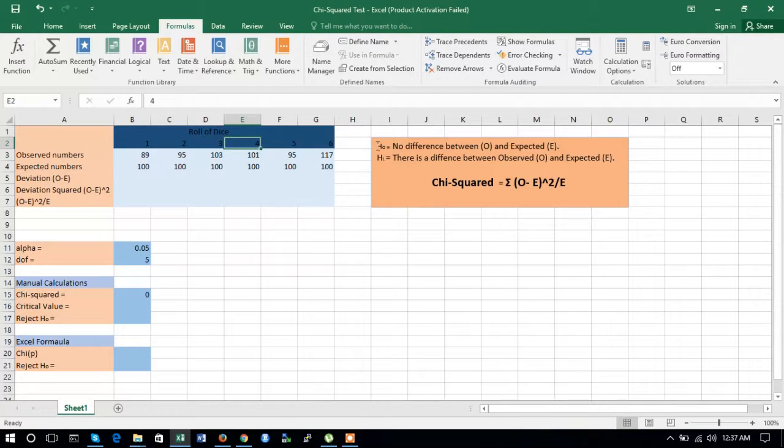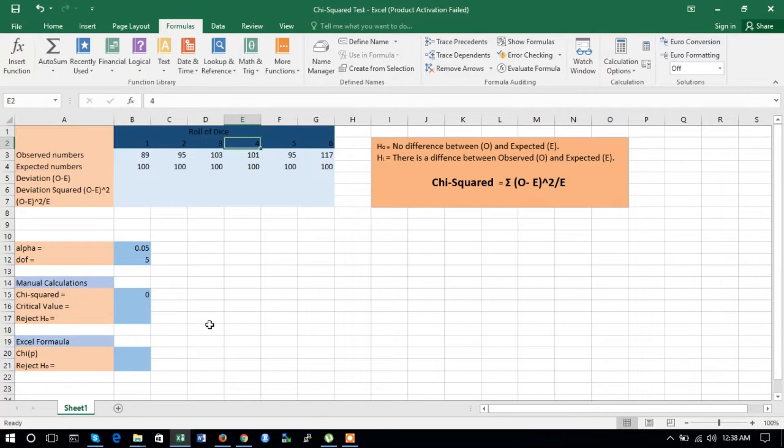I have shown you the formula for the chi-square test, and we have created the two hypotheses over here. We have the null hypothesis, that there is no difference between the expected and the observed numbers, and the alternative hypothesis is that there is a difference between both of these observed numbers and expected numbers.